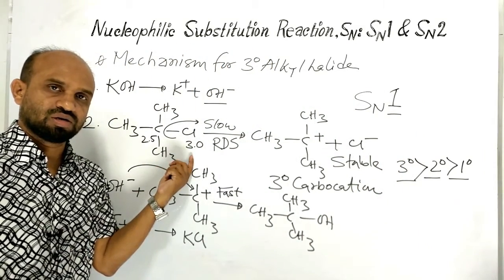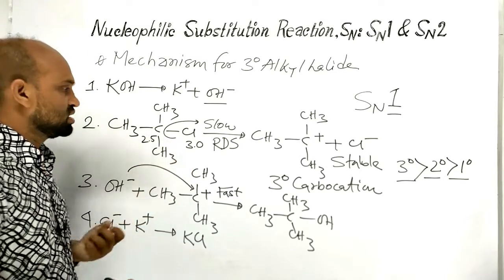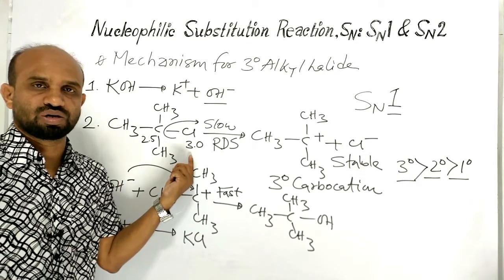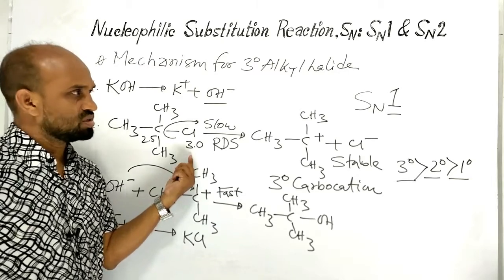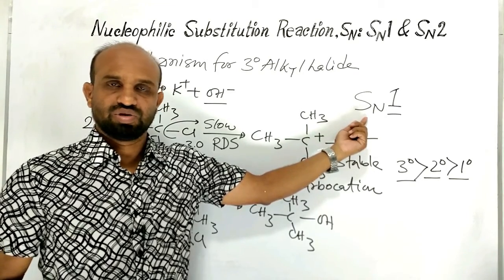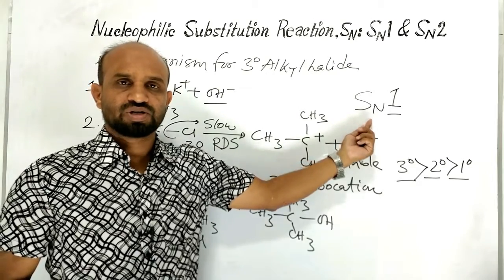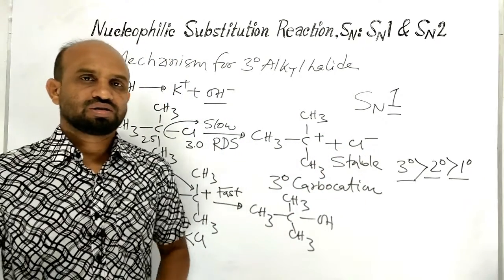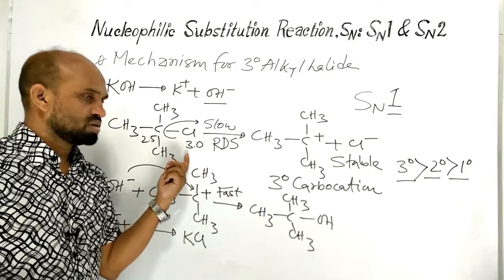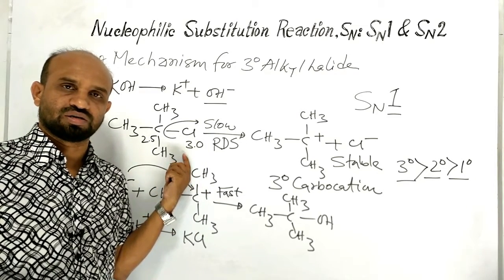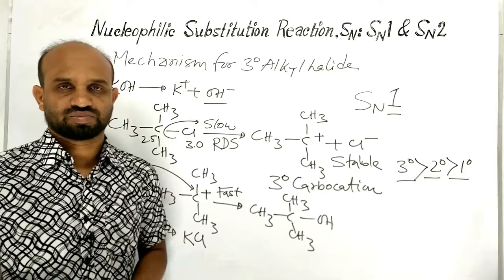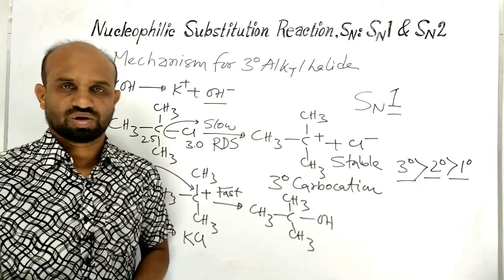SN1 reaction. Here, the rate of this reaction depends only on the molar concentration of one reactant, that is the alkyl halide. That is why this reaction is called nucleophilic substitution unimolecular, which is SN1. The definition of SN1 is: when the rate of a nucleophilic substitution reaction depends on the molar concentration of one reactant, then that reaction is called a unimolecular nucleophilic substitution reaction or SN1 reaction.